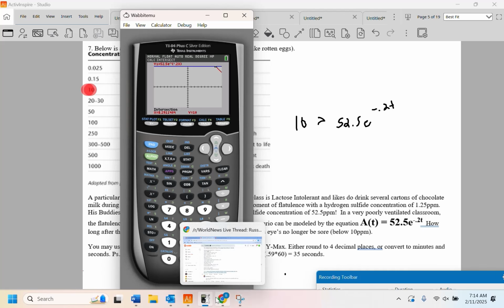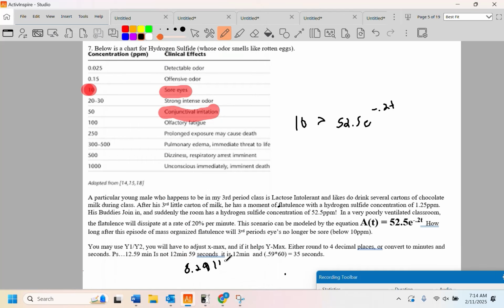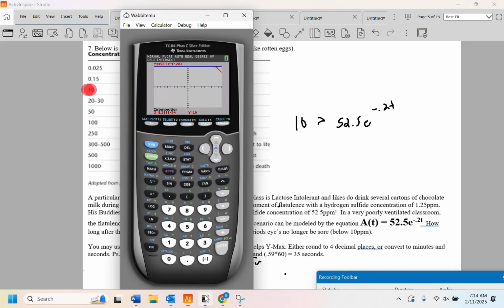What was it, 1404? That's going to be 8 minutes. And let's take that 0.2911404, and multiply it by 60 to get seconds. 17 seconds.